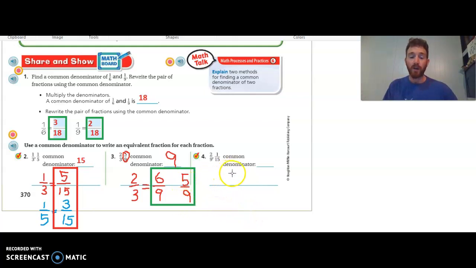The last strategy, for this one, is I'm going to use that making a list strategy. So here for number 4, we have 2/9 and 1/15. Sometimes ones like this might be a little hard to just think off the top of your head what's a common multiple or a common denominator that we can use. But if we go ahead and just list them out, let's try that.